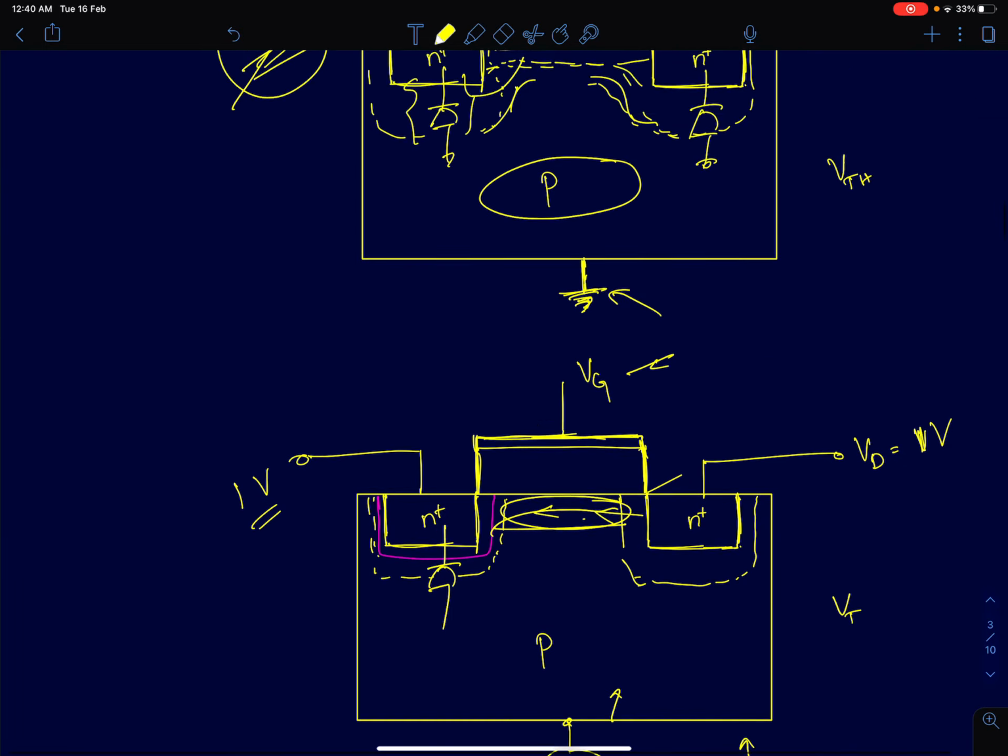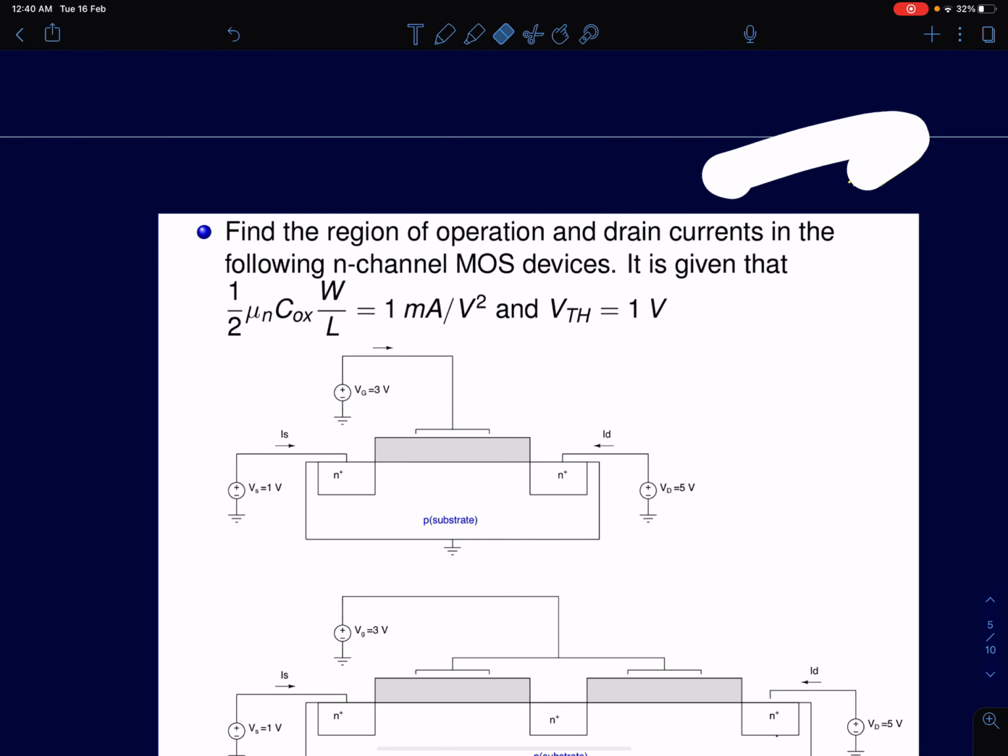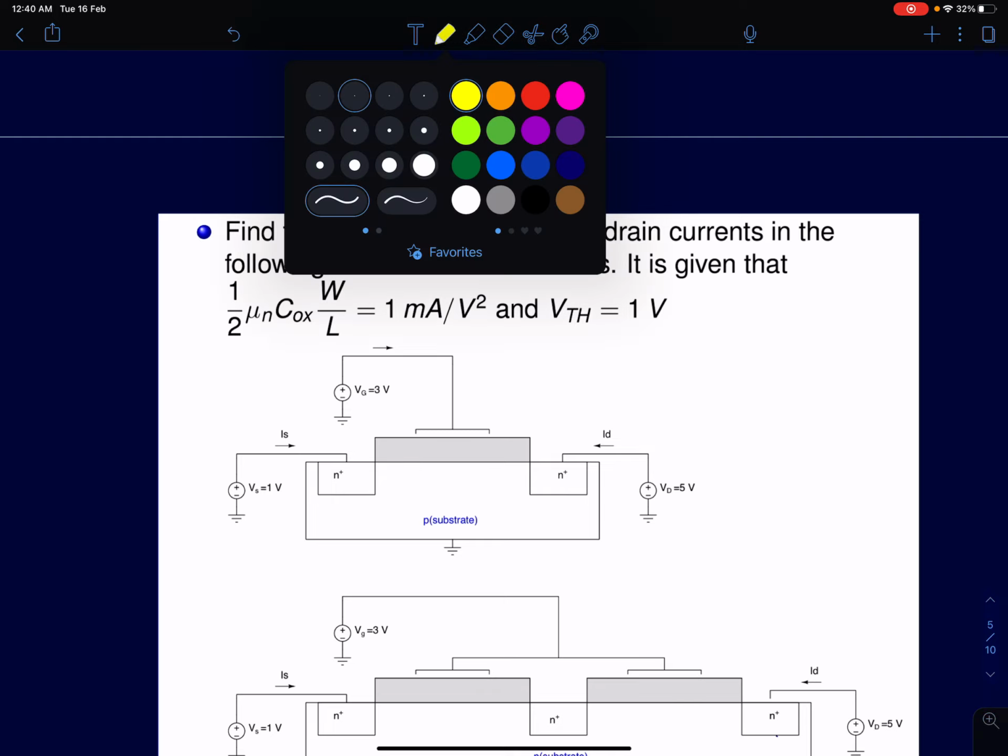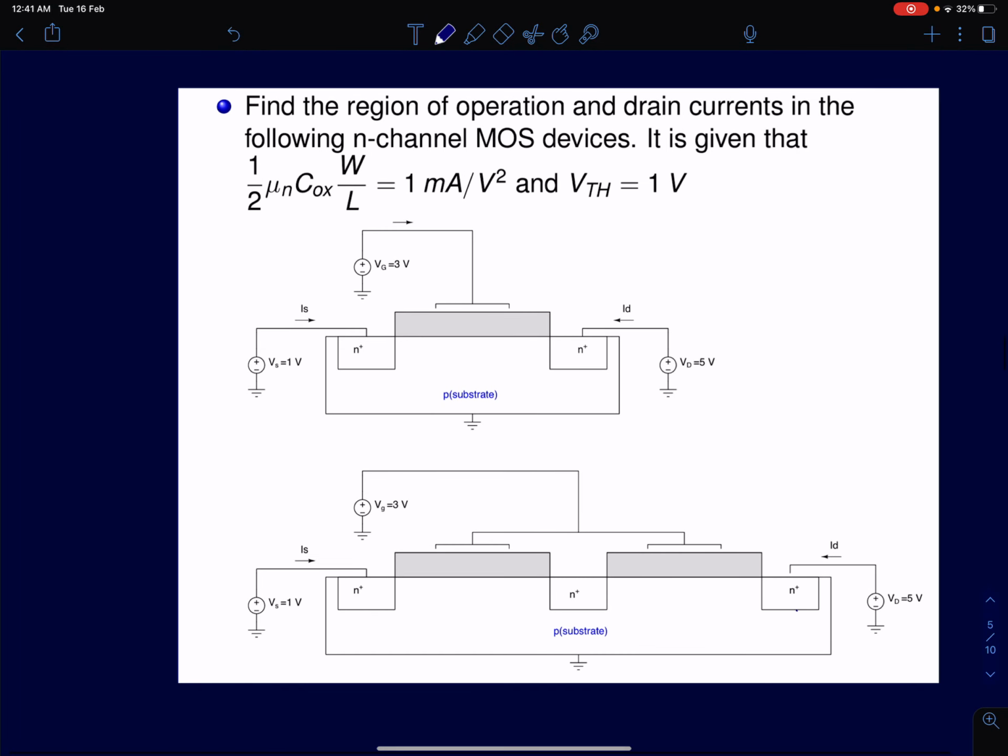Now, I'll very briefly solve some problems just to get you familiarized with the square law characteristics, because we have introduced the square law equations for the first time. So here are two problems. The first one is very trivial, the second one is a little tricky. We'll try to solve these two problems just to get familiarized with the square law drain current equation. So shown here is a MOS device.